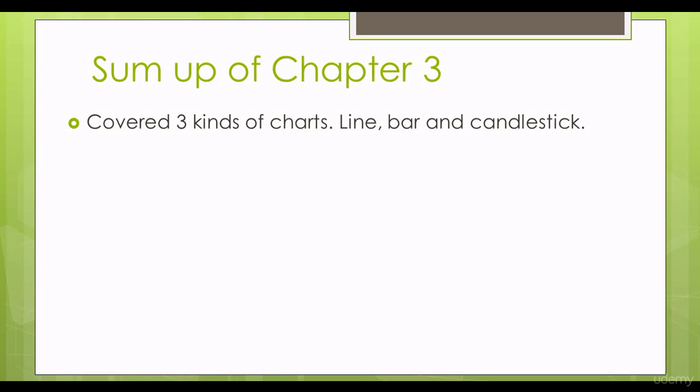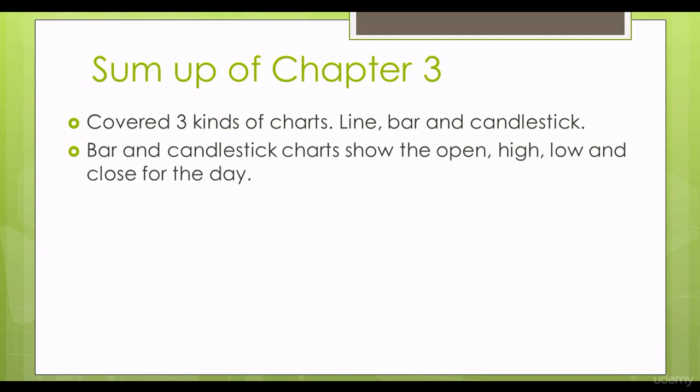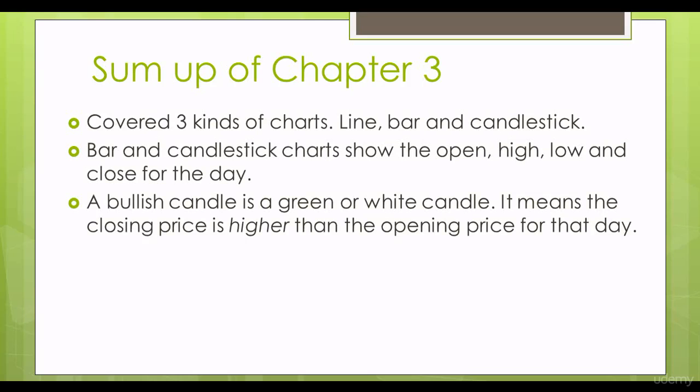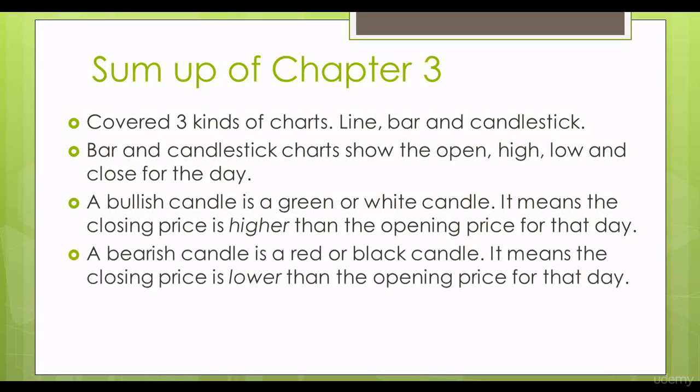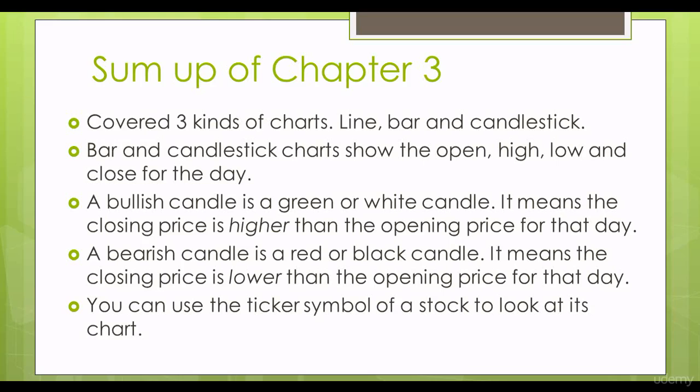So to do a summary of chapter 3, in this lesson we've covered 3 kinds of chart: the line chart, the bar chart, and the candlestick chart. We've also seen how the bar and candlestick chart shows you the opening, highest, lowest, and closing prices for the day. We've learned that a bullish candle can be represented by a green or white candle, and a bullish candle means that the stock closed higher than the price it opened at for the day. For a bearish candle, it is normally represented in a red or black candle, and a bearish candle just means that the stock closed lower than the price it opened at for the day. To search for a stock and to view its chart, you need to use the ticker symbol of the stock.